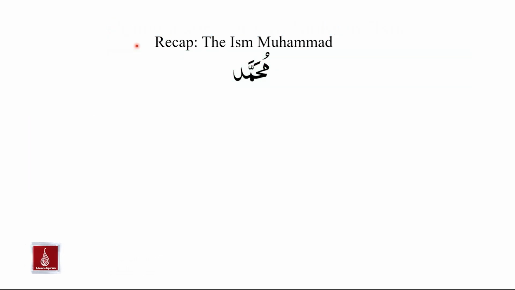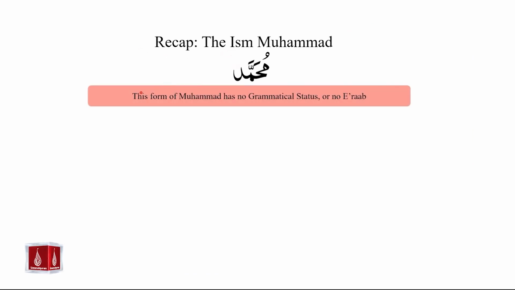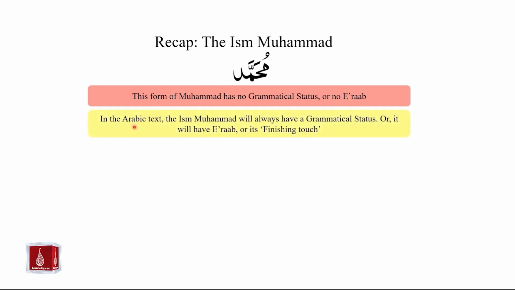To recap, for the Ism Muhammad, this form of Muhammad has no grammatical status or no i'rab. We say this because we do not see any changes at the end of the Ism Muhammad, or we do not see a finishing touch at the end of Ism Muhammad. In the Arabic text, Ism Muhammad will always have a grammatical status, or it will always have its i'rab or the finishing touch.